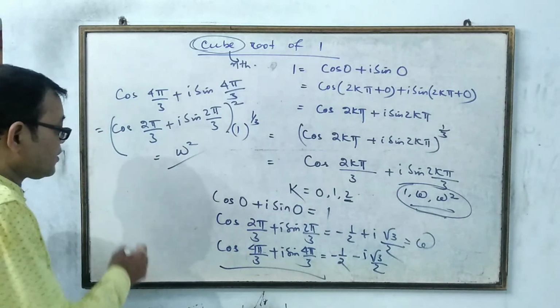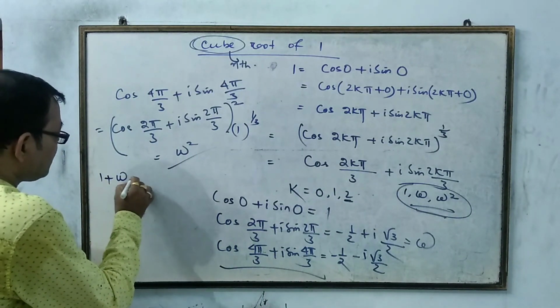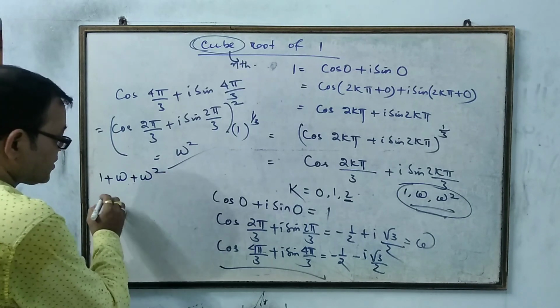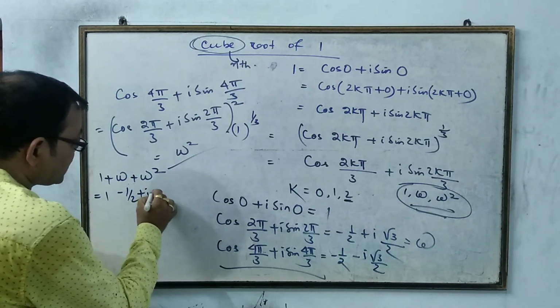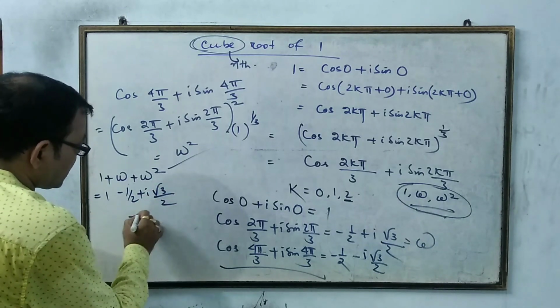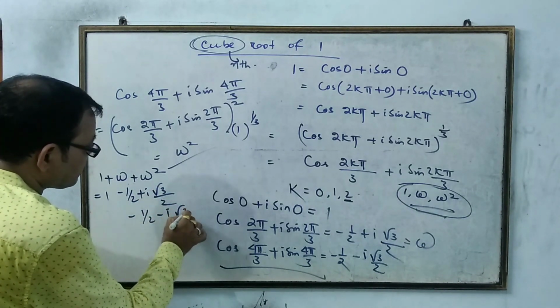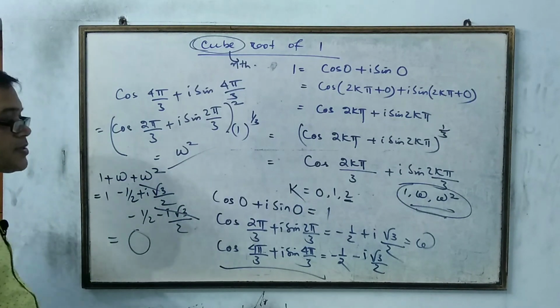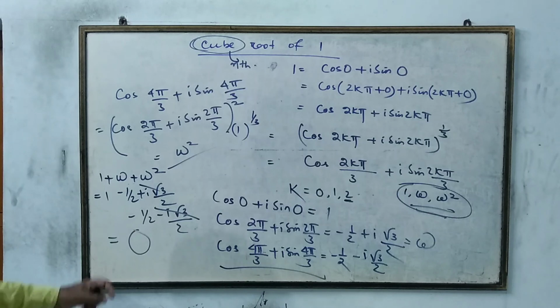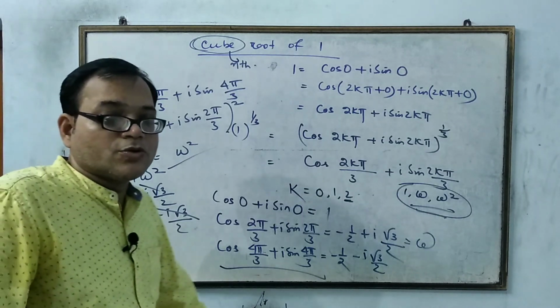We can write here 1 plus omega plus omega square, its value is 1 minus a half plus I root 3 by 2 minus a half minus I root 3 by 2, plus I root 3 by 2 minus I root 3 by 2. 1 minus 1 is 0. So 1 plus omega plus omega square is equal to 0.